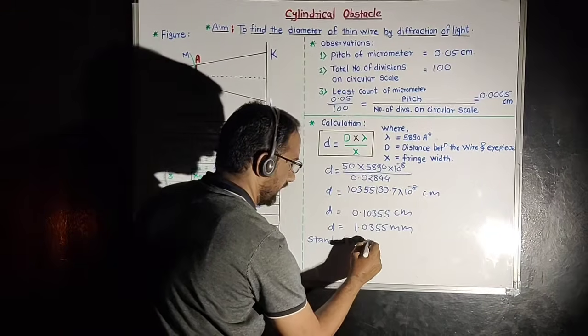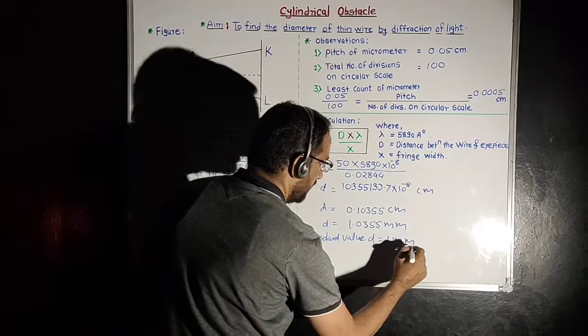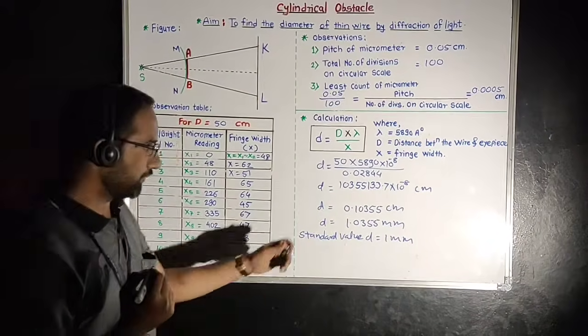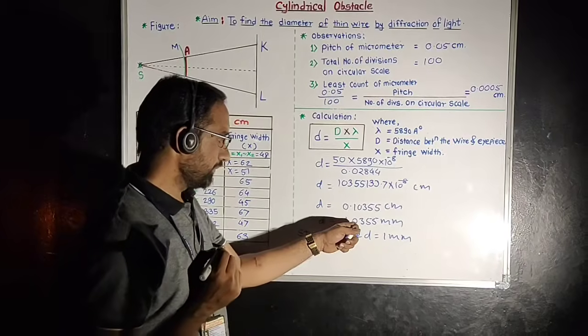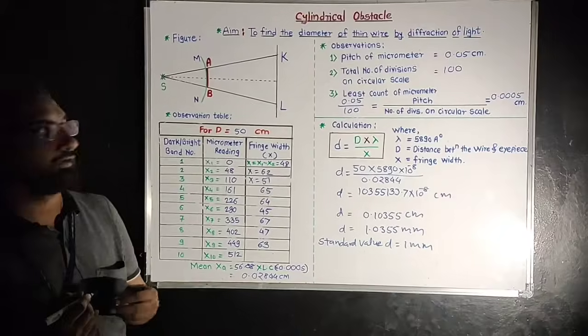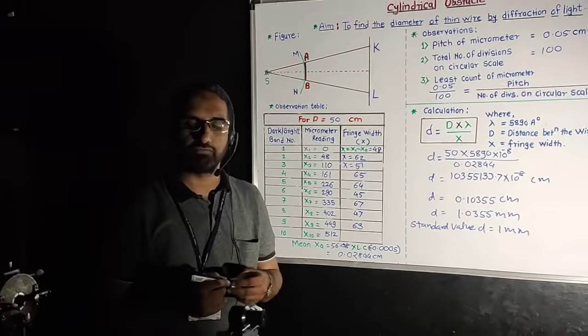And the standard value of this wire, which is measured with the help of micrometer screw gauge, this diameter is 1 millimeter. So this value with the help of diffraction of light we can measure, which exactly matches with the standard value of that thin wire. So in this way we can find the diameter of thin wire with the help of diffraction of light.